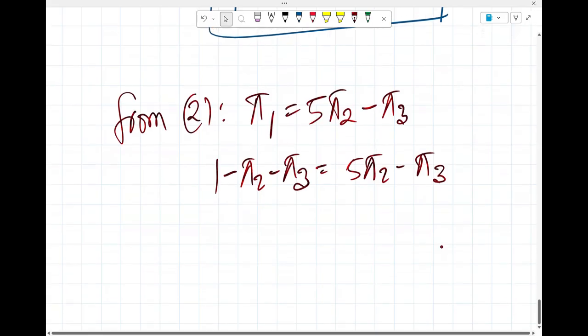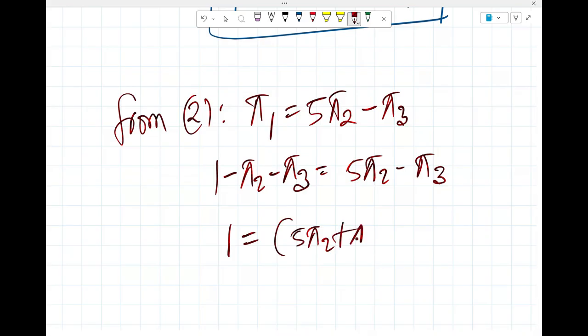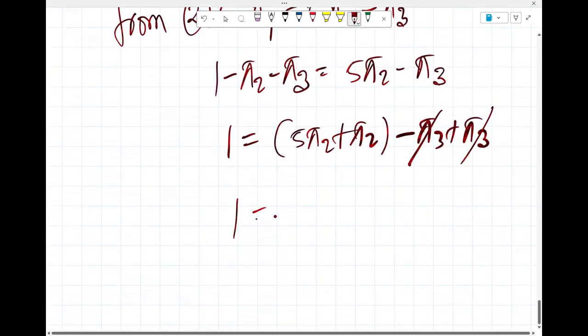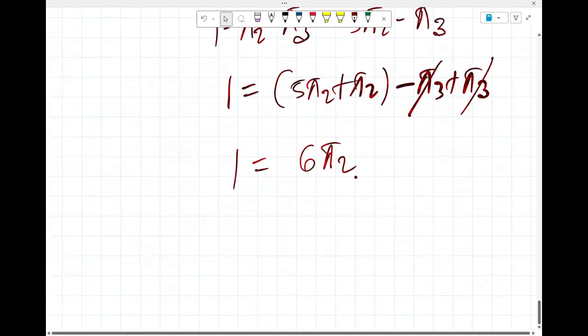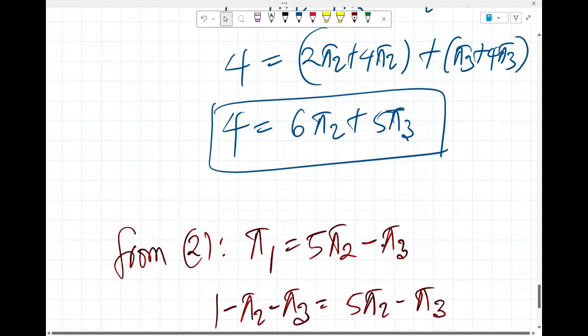Okay, so that we then have 1 to be 5 pi 2 plus pi 2 on one hand, minus pi 3 plus pi 3 on another hand, right? Yeah, so this cancels out very easily, I believe. And so 1 is equal to 6 pi 2. Okay, and things begin to factor out easily. So pi 2 is 1 over 6, well taken.